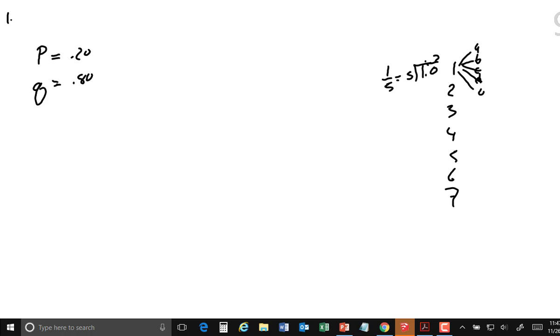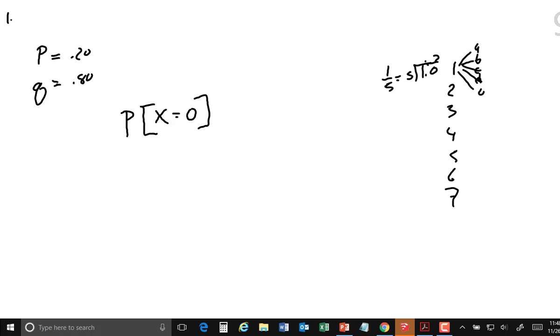Now it's asking, what is the chance that you guess on all 7 and you get none of them right? Would you expect that to be high or low? Low. So what I'm saying is, what is the probability that the random variable capital X takes on a value of none? You guess none of the 7 right.